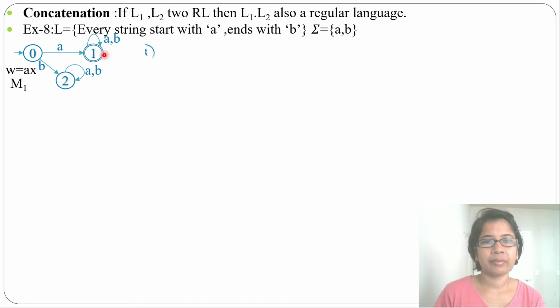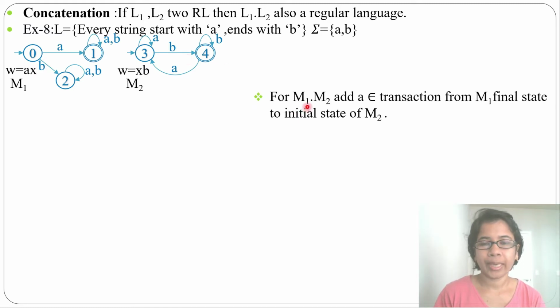Then design a DFA for end with B. This is the DFA for end with B. Now we will concat both the DFAs. This is our machine 1, this is our machine 2. So what will be the process for concatenation? For M1 concatenation M2, add an epsilon transition from the M1 final state to the initial state of M2.